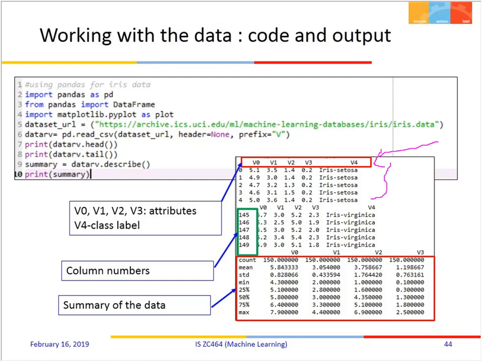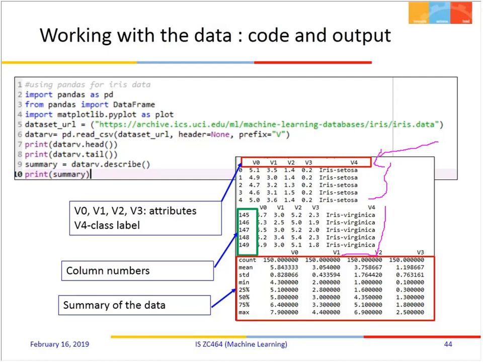When I'm printing data RV dot tail, it is showing me the last 5 records, with 4 such attribute values, V0, V1, V2, V3. These are the attribute values, and the fourth name, V4, is representing the class. So that is one thing.